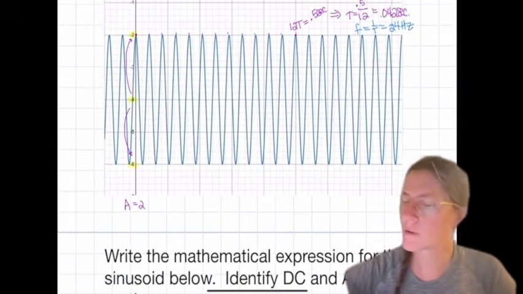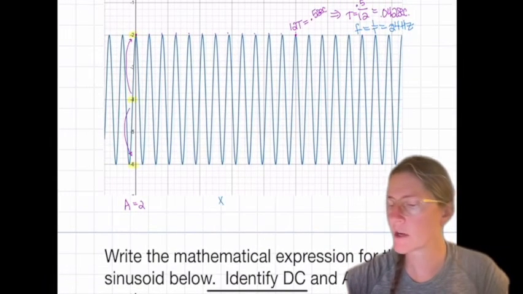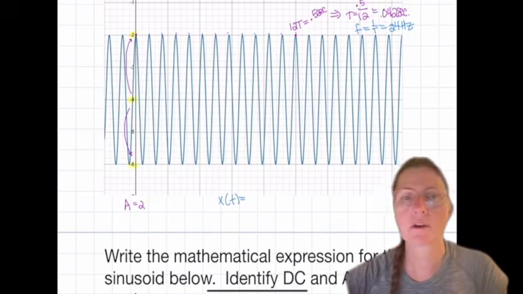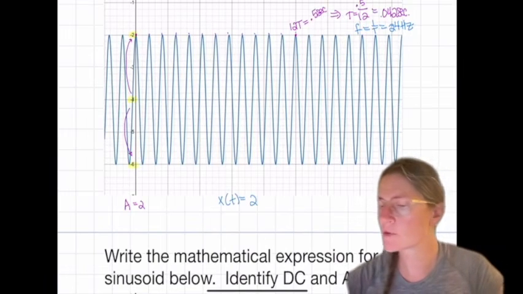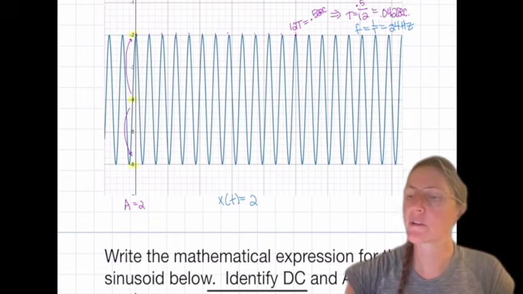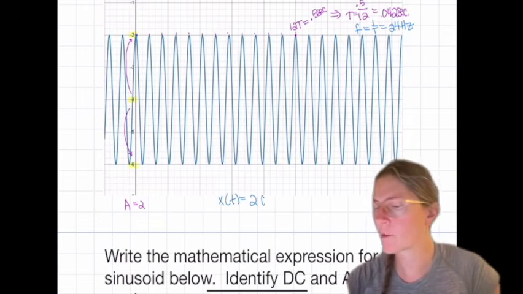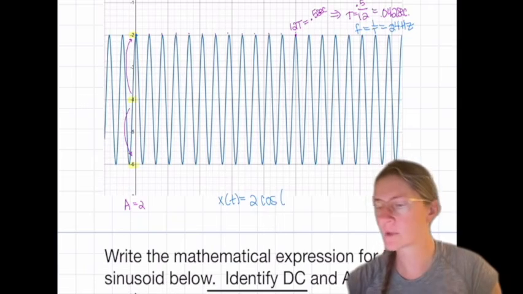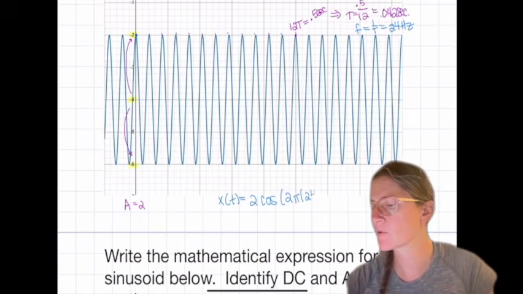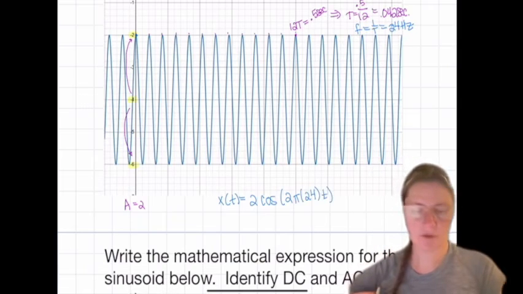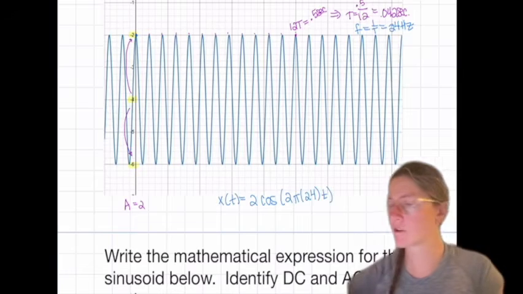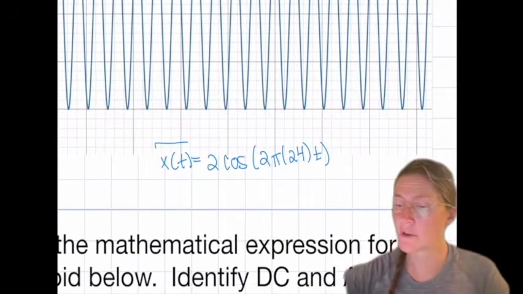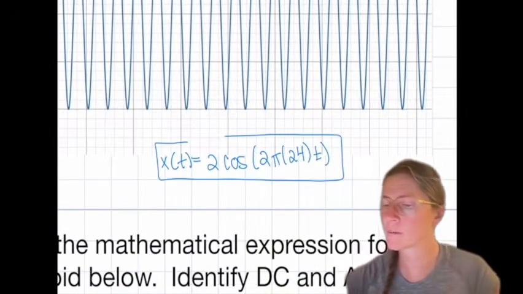And so my expression here, x of t, is going to have an amplitude of 2. At 0, it's at its high value, so this is a cosine. And then omega is going to be 2 pi f, so 2 pi times 24t. And so this would be my expression mathematically for this signal.